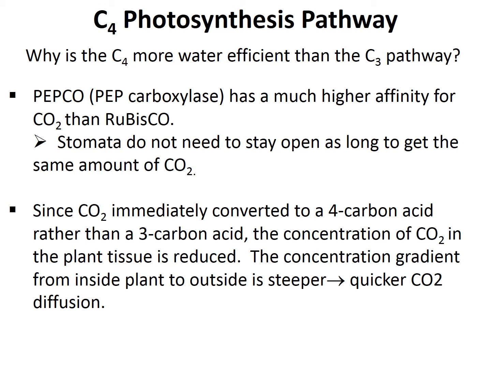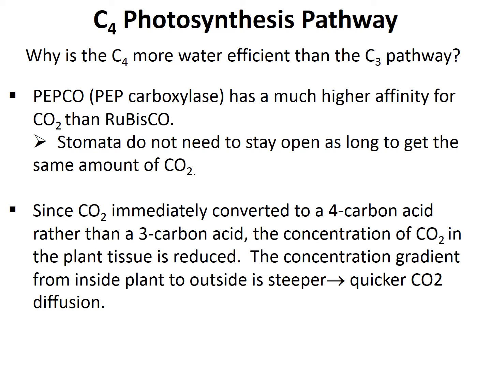Also, since the carbon dioxide is being immediately converted into a 4 carbon acid rather than a 3 carbon acid, the concentration of carbon dioxide inside the plant tissue is more quickly reduced. The numbers are lowered more quickly. So the concentration gradient from the inside of the plant to the outside is much steeper. And this causes quicker carbon dioxide diffusion.